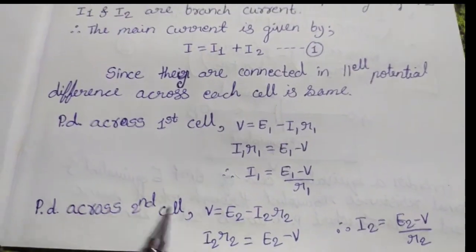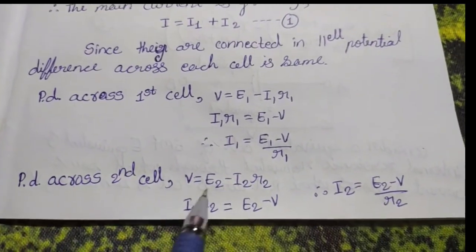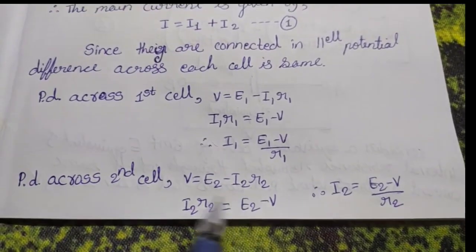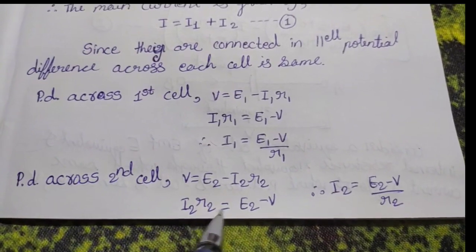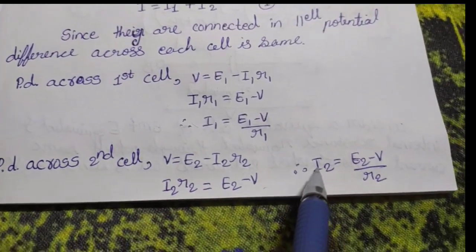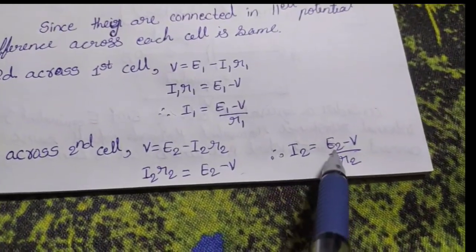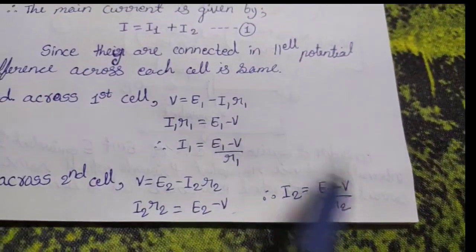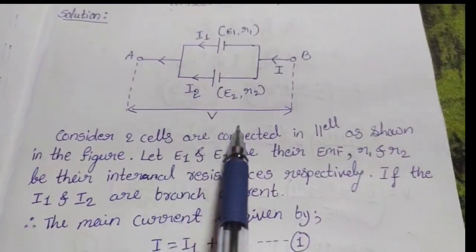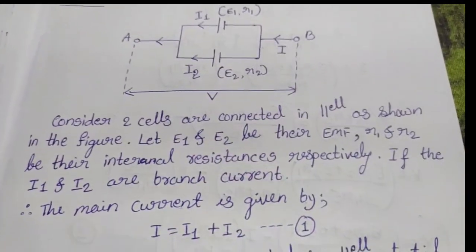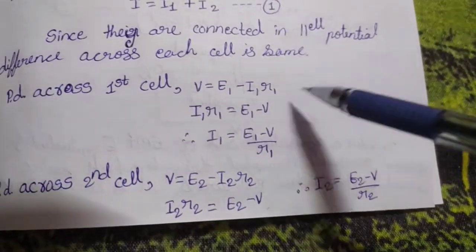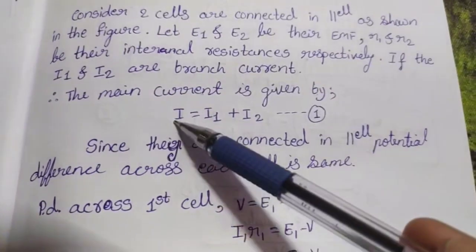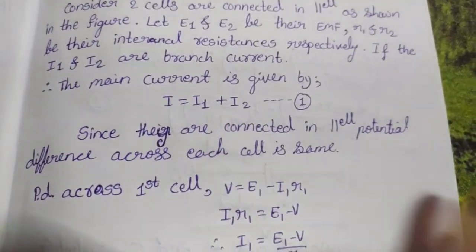Similarly, we calculate for the second cell. V equals E2 minus I2 R2. I2 into R2 equals E2 minus V. Therefore, I2 equals (E2 minus V) divided by R2. Here V is the same because we already know the potential difference for both cells is the same. We calculated the I1 and I2 values. We need to substitute these values in equation 1, I equals I1 plus I2.